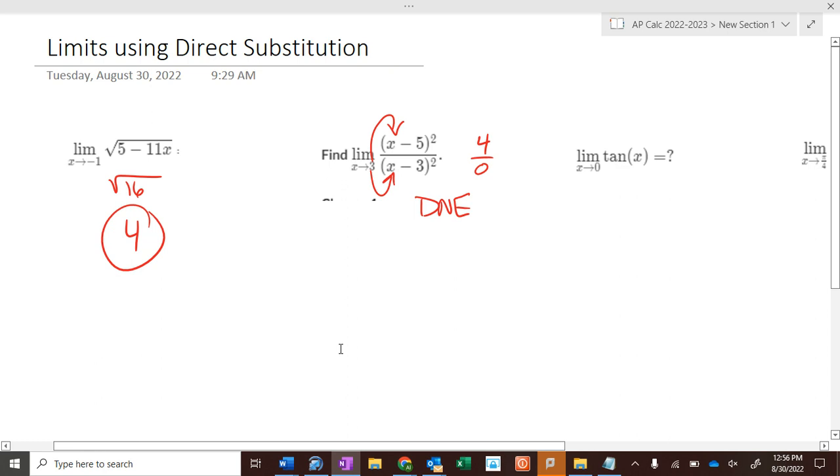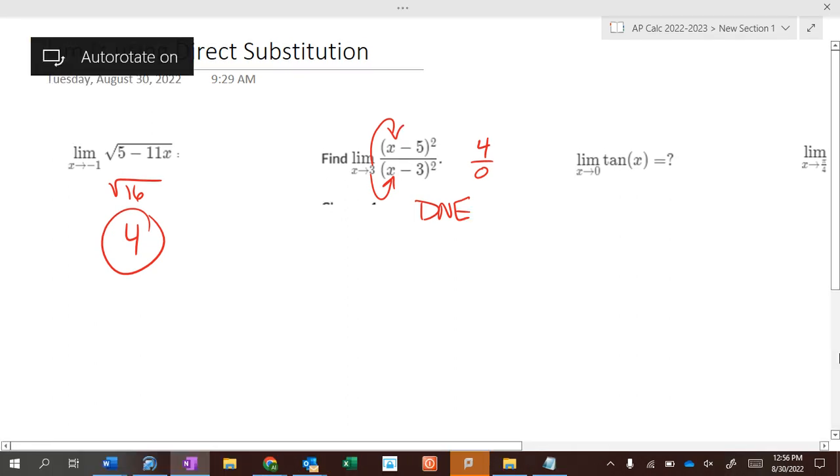But here we go. So when we take the limit as x approaches -1 and we stick it straight in, we get the square root of 16, which is 4. Stick 3 into the second problem. We get 0 on the bottom. So 4 over 0 does not exist.